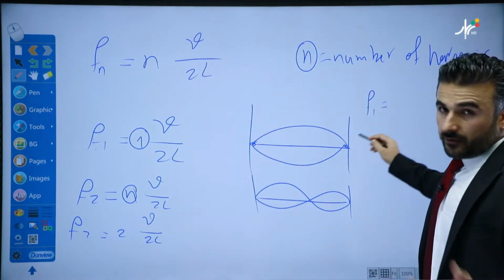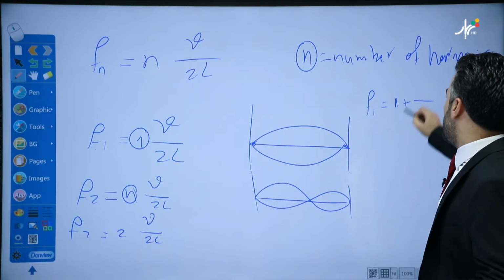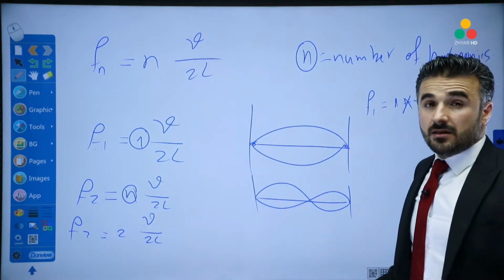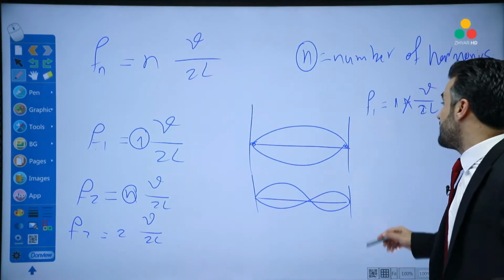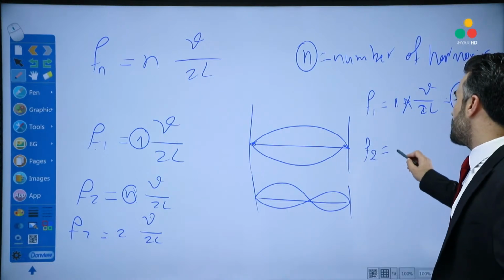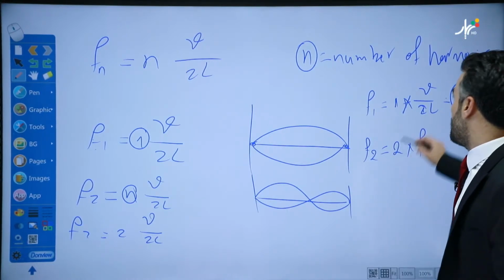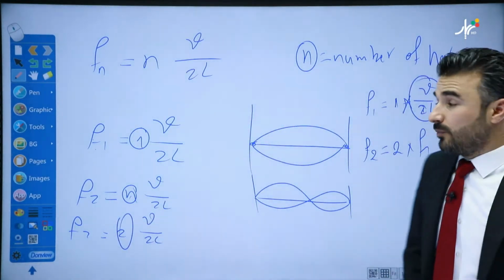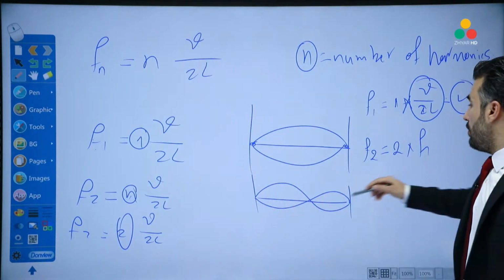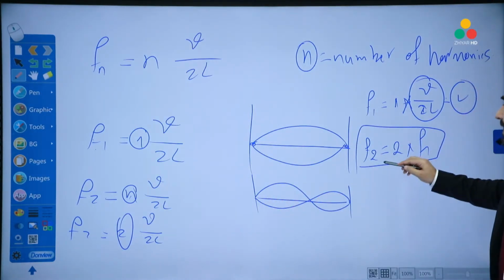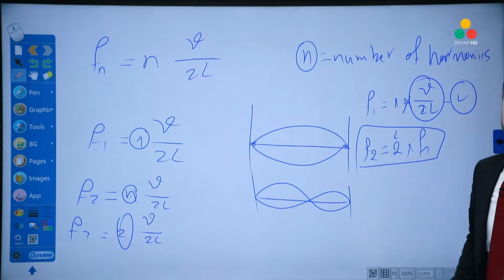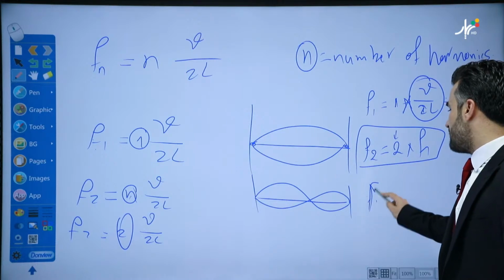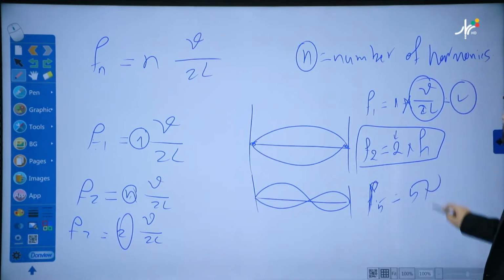First, once you find the fundamental frequency using 1 times v over 2L, finding the rest of the other harmonics would be very, very easy. For example, for the second harmonic, we can just say 2 times the fundamental frequency, because the remaining part of the equation will be the same, except you're changing one thing, which is the number of the harmonic. So you can either write the equation, or if you have the fundamental frequency, you can just multiply. What if you want to find the fifth harmonic, F5? We can say F5 equals 5 times the fundamental frequency.